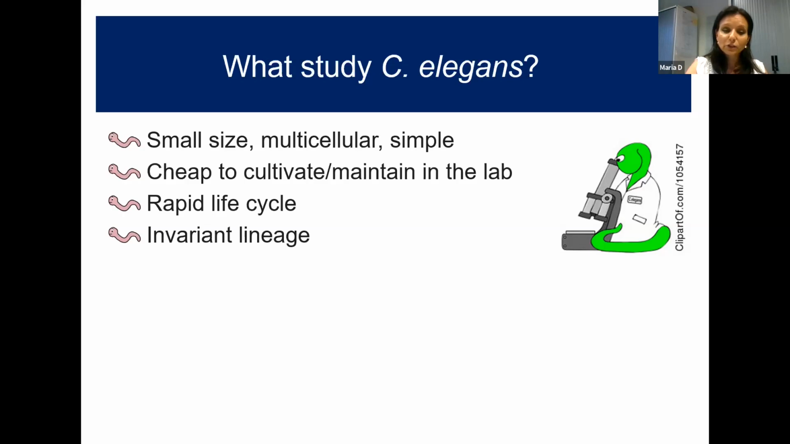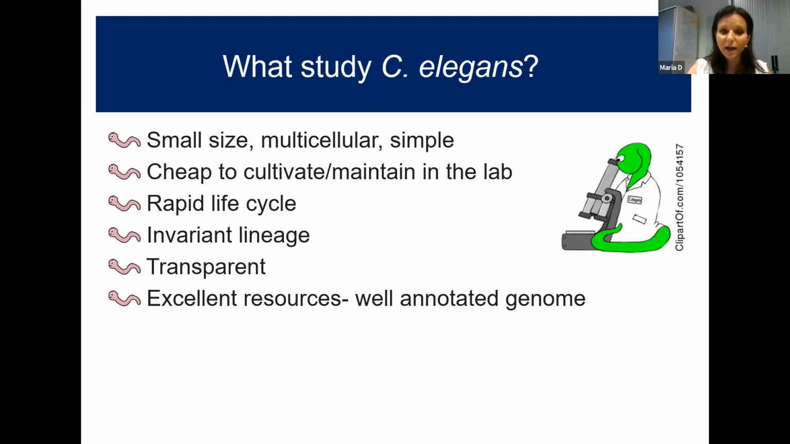Again, talking about what Sulston found out, it has an invariant lineage. So I've got a book and I know exactly where every cell is, and it's going to be in exactly the same position in every animal I'm looking at. It's transparent, as you already know by now.